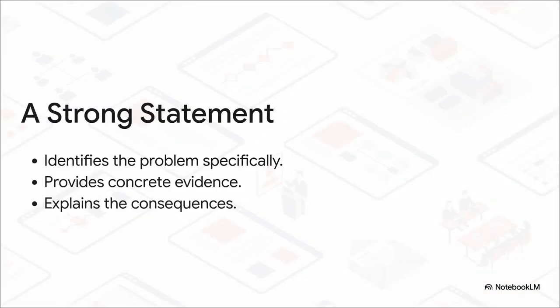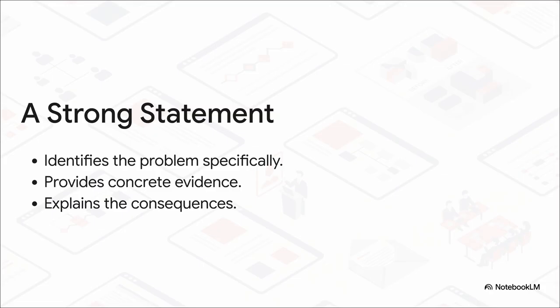Listen, the problem statement is the absolute heart of your proposal. If you don't earn their attention right here, nothing else you say matters. A completely bulletproof statement relies on 3 critical ingredients. First, it identifies the problem specifically. We aren't talking about vague feelings here, we're talking about highly identifiable issues.